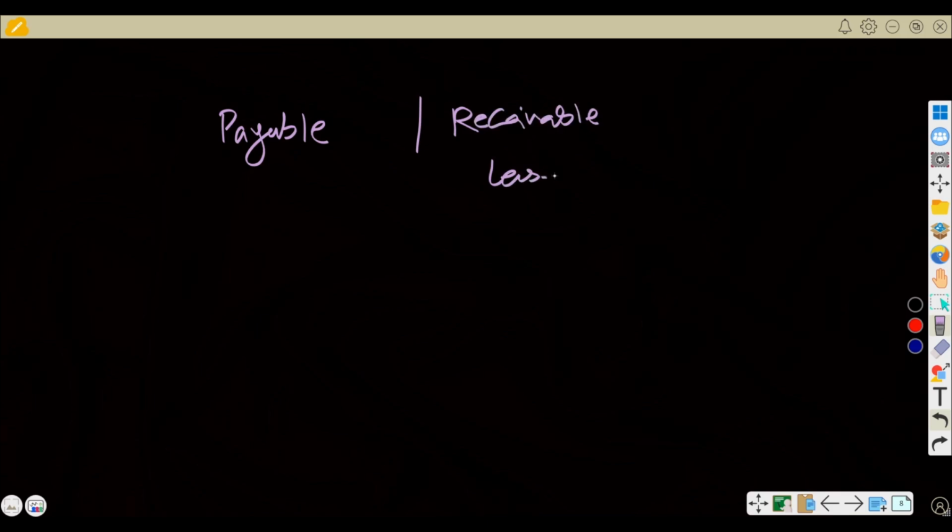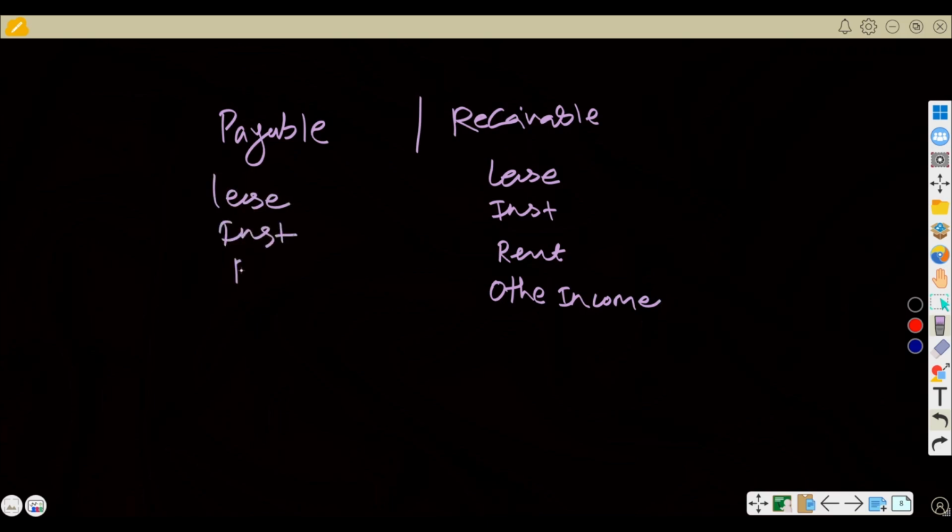Receivable of lease, receivable of interest, rent, maybe rent from residential and rental properties, and other income. And payable would be the same. Once you receive lease, that needs to be paid to the investor. Again, the same interest payment needs to be distributed. Rent distribution is required. Other income also needs to be distributed.